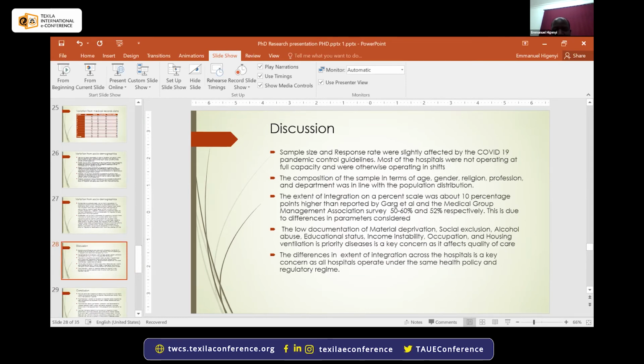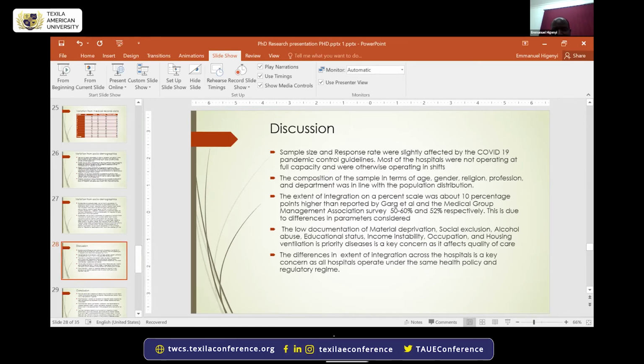And the composition of the sample of health workers in terms of age, gender, and religion is very close to the demographic profile for the general population and also for the working population in healthcare. And of course, the extent of integration which I uncovered in my sample is higher than what was seen in the literature. This could be because in the literature, they were using mainly the lower level of assessment, which means micro-level interaction with the patient, but not talking about community and beyond.